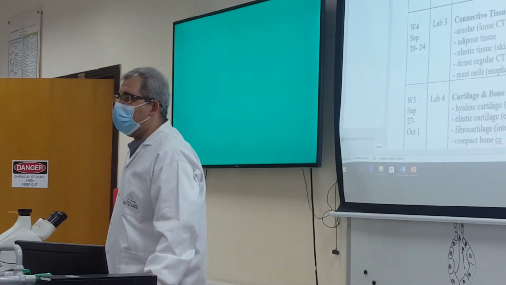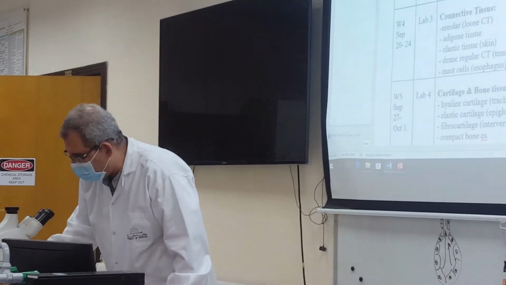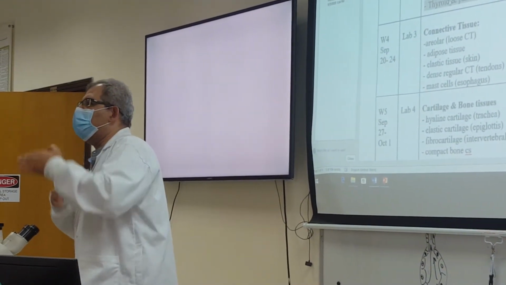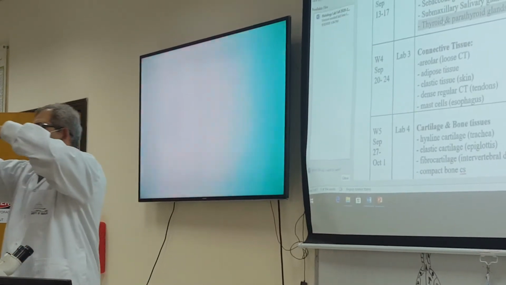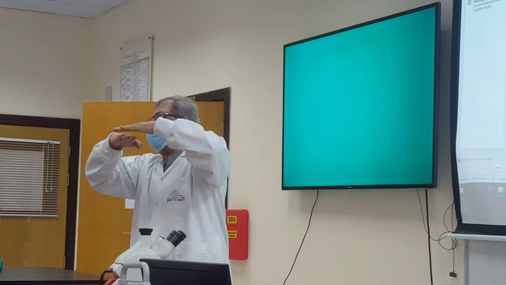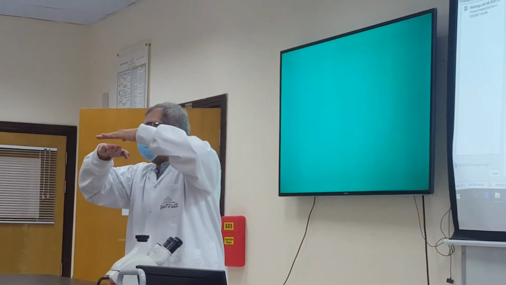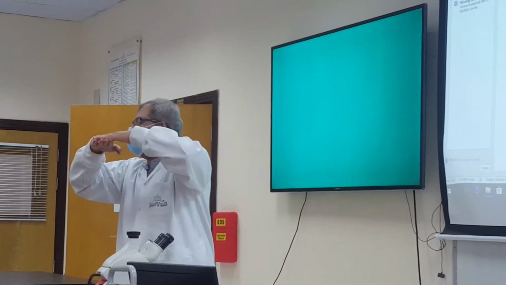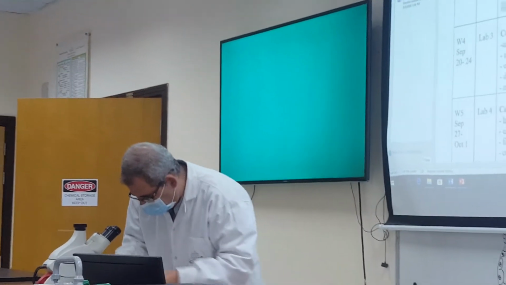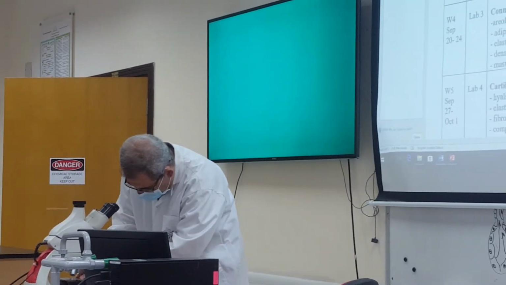Before you move the slide, return back to the lowest magnification and remove the slide. Never remove the slide while it's on the higher magnification. It's the time at which the lens is just very close to the slide. You might hit the lens, you might affect the lens, scratch the lens, which we don't need really. Okay? Our last slide for today.